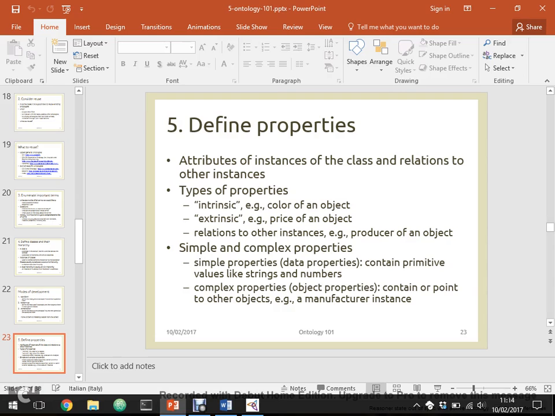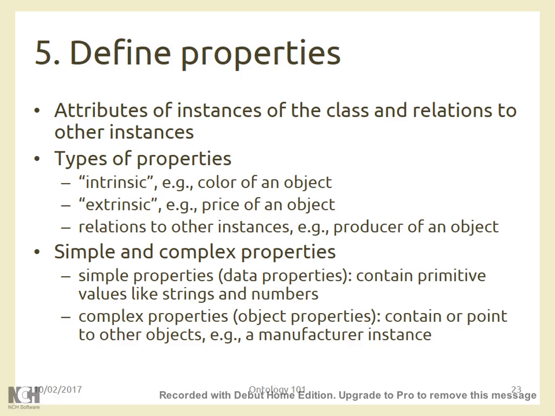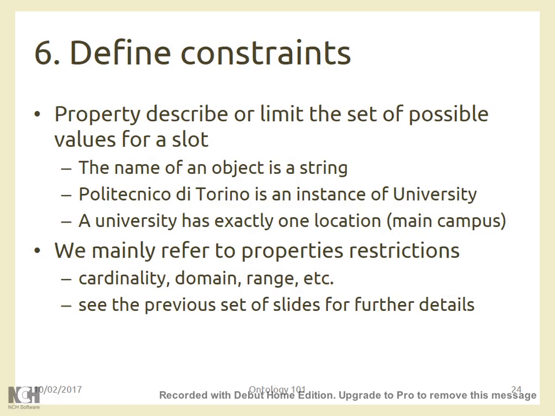Then we define properties. So we can define some constraints. We already defined some constraints in defining properties. For example, the name of an object is a string. We already said the person name is a string. So we start defining some constraints.